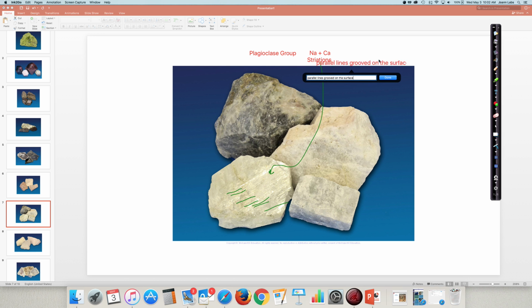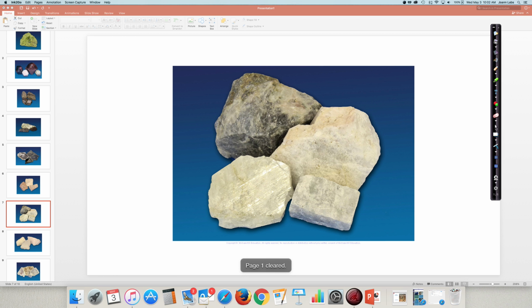When you get to the minerals lab, you'll see lamellae and striations, and that's the easy way to tell the difference between them. And you can see them here. The striations are parallel. Well, the lamellae look more like veins. They're not always parallel and perfectly straight.